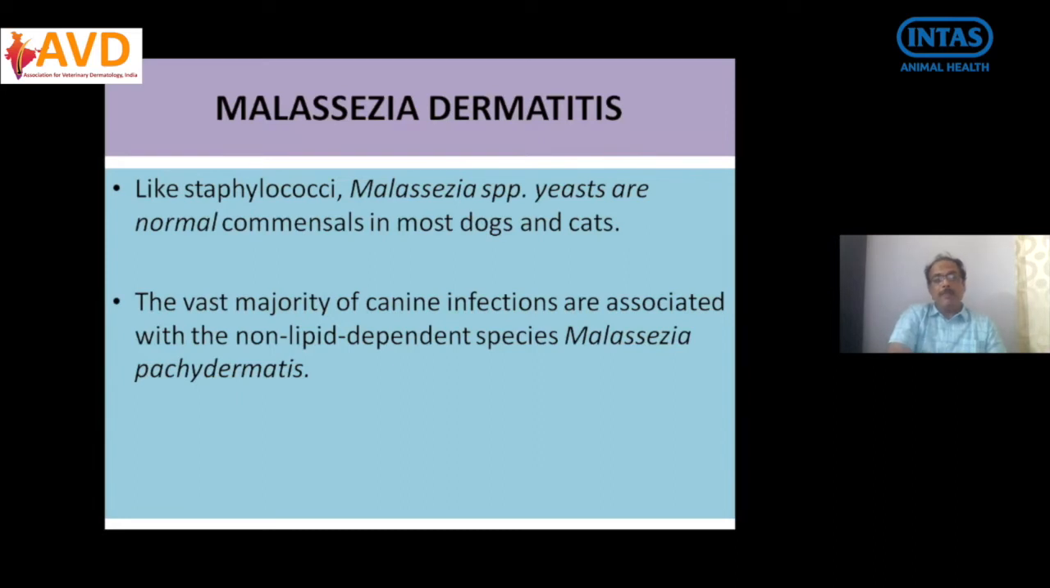The next disease condition is Malassezia dermatitis. This is an infection caused by Malassezia yeast. Like Staphylococci, they are also a normal commensal, and the vast majority of canine infections are associated with the non-lipid dependent species Malassezia pachydermatis. But in work done by my PG student, it was found that mostly the Malassezia pachydermatis obtained was a lipid dependent type. So maybe in our region, the lipid dependent species may be much more common, but many publications say that a non-lipid dependent species is more common. But Malassezia pachydermatis is the predominant causative agent.